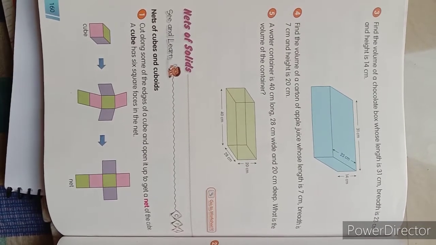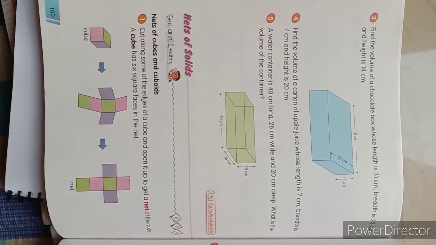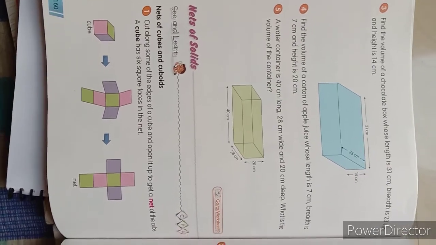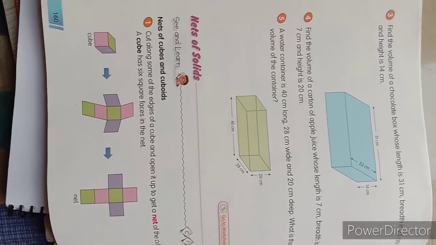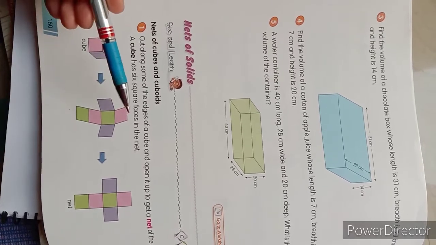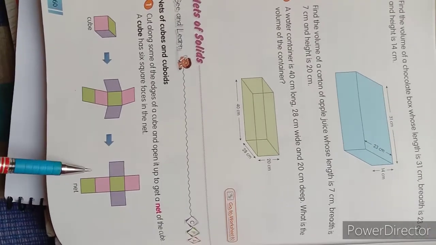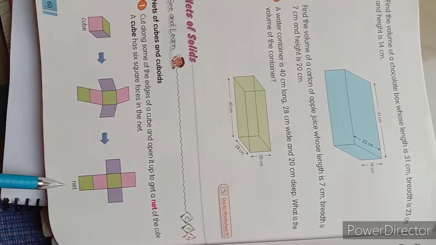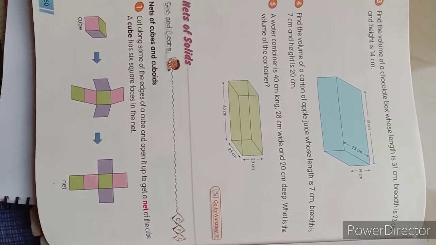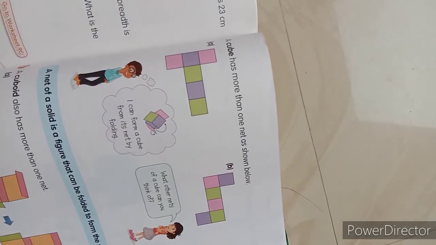a cube. A cube has 6 square faces in the net. So as we saw earlier, a cube has 6 faces. So for finding its net we have to open this cube. So the first step is to open this cube. It looks like this, and when we straighten it, it looks like the net of a cube. There are many possible nets of a cube. Suppose like this, then the second is this.